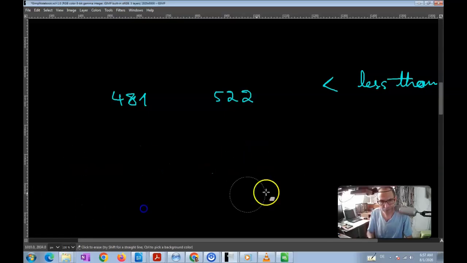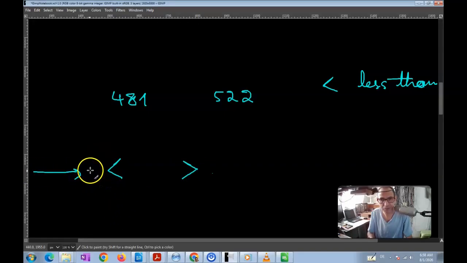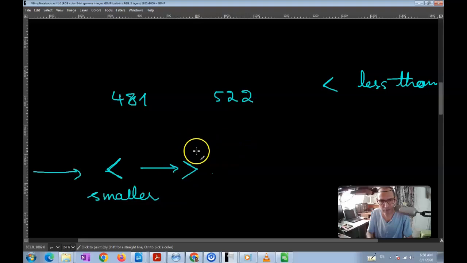Now, when you have this symbol, you can have it this way or this way, and you're coming from the left, of course. So when you get to the tail of the symbol, the symbol is the smaller than symbol. And when you come from the left and get to the mouth of the symbol, then that symbol is greater than, right?